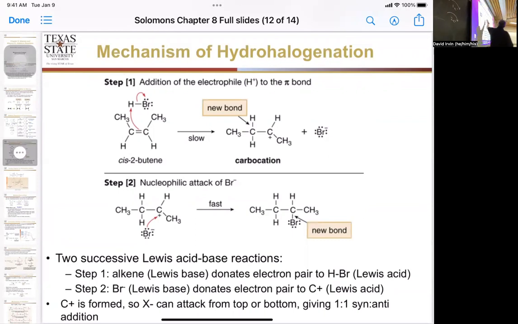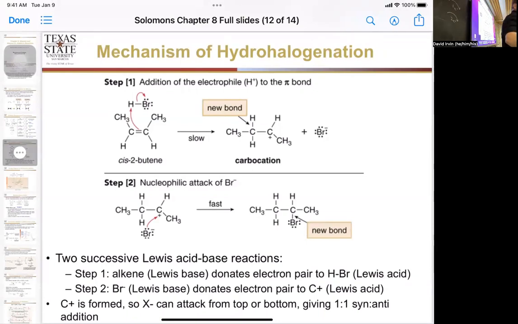Okay, so this is our slow step, forming our carbocation. And then once our carbocation forms, this is very fast because we have a good nucleophile and we have a positive charge. Boom. Pops on there really fast. So we have two successive Lewis acid-base reactions. Base, acid, acid, base. Notice they've switched positions when they do it. Okay, so this is number 3 on our list of things that can happen in a reaction.